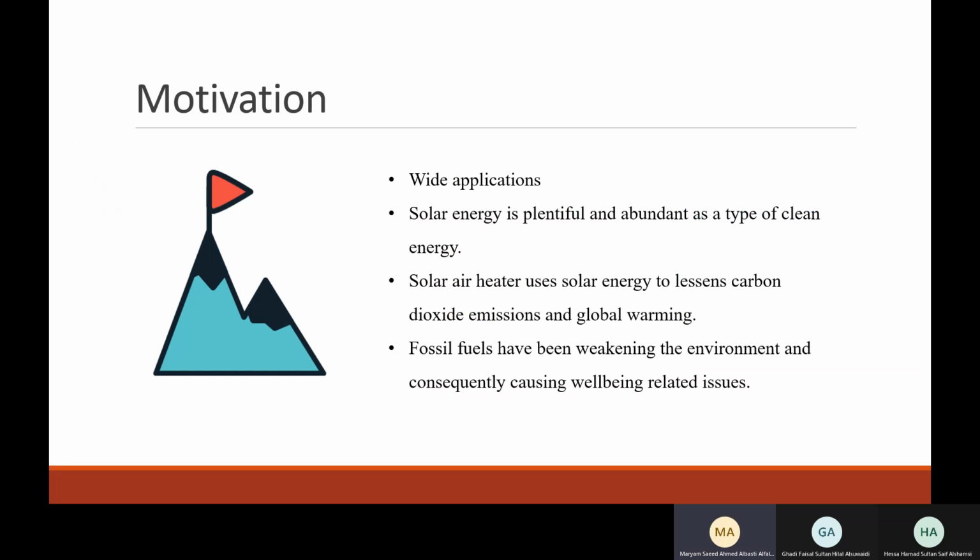Talking about what motivated us the most to choose this topic, as mentioned by my colleague, we are motivated by the wide application of solar air heaters. Second, as we all know, solar energy is plentiful and a clean energy, which means that it is environmentally friendly and there are no greenhouse gas emissions, while fossil fuels are the absolute opposite. They have been causing well-being issues and affecting the environment negatively.